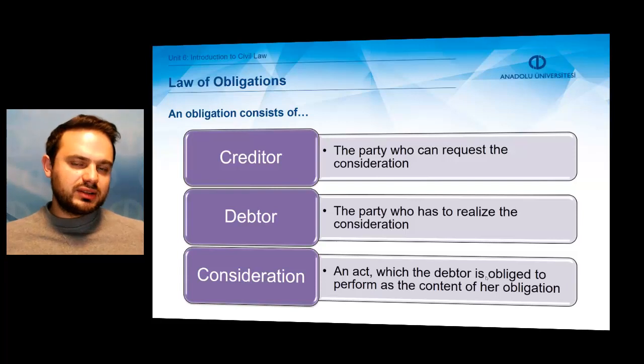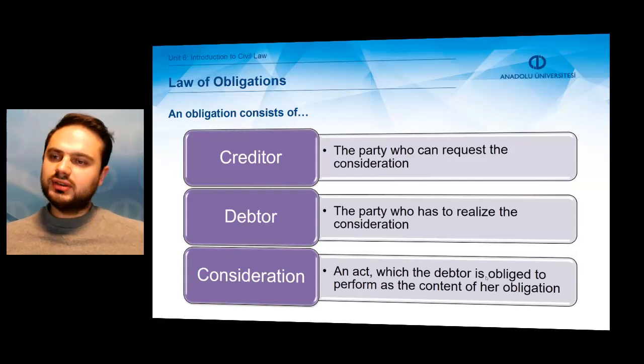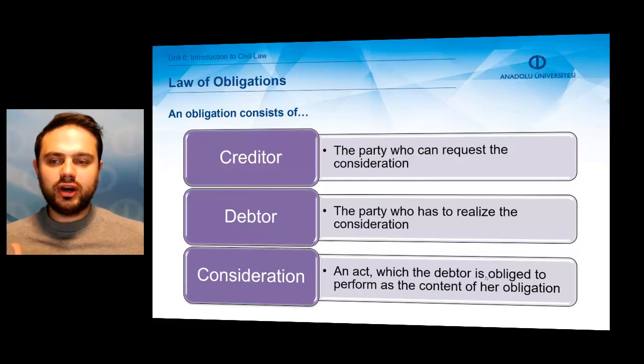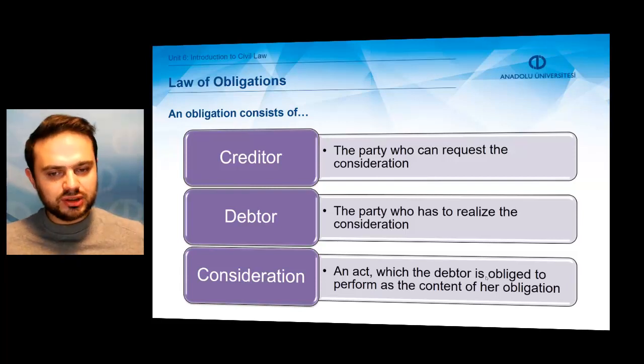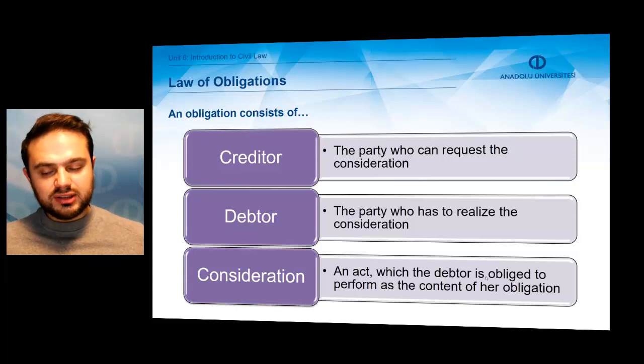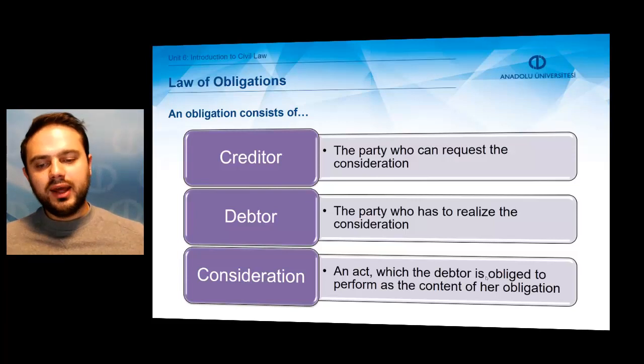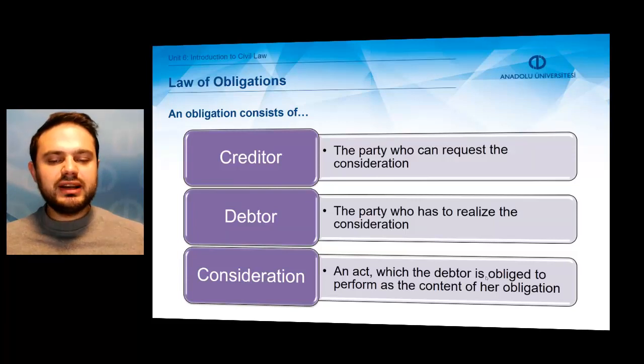So, what is an obligation? An obligation consists of creditor, debtor, and consideration. Creditor is the party who can request the consideration. The debtor is the party who has to realize the consideration, the obligated one, and consideration is an act which the debtor is obligated to perform as the content of her obligation.